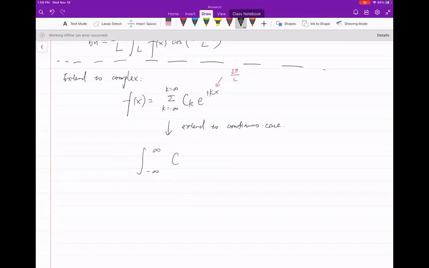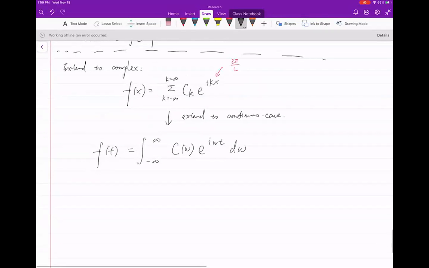C is now a function of k, because for different k, your k is very, very different. It's the integral of C times e to the i omega t d omega. So I don't want to call it c, I want to call it omega. That should equal your f(t). So before, your k can be 1, 2, 3, 4, 5, 6. Now your k can be anything. Your k can be 0.1, 0.3, but you cannot take the sum anymore, you take the integration. But the formula looks exactly the same.